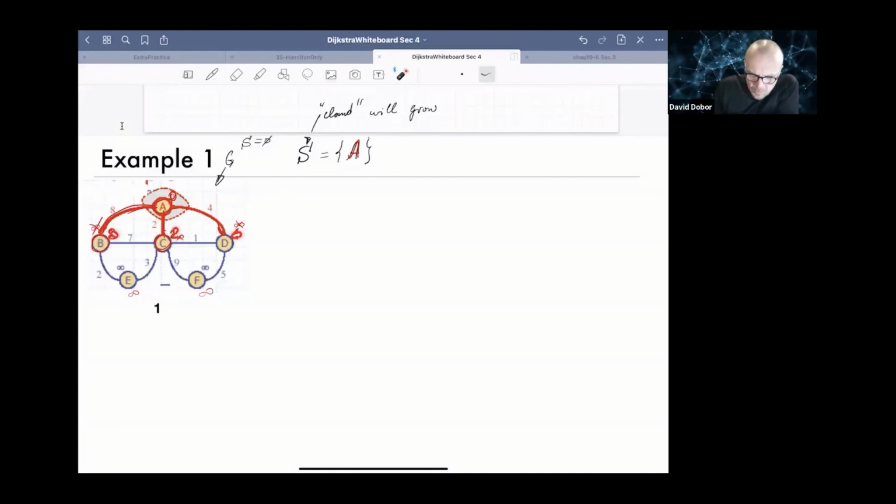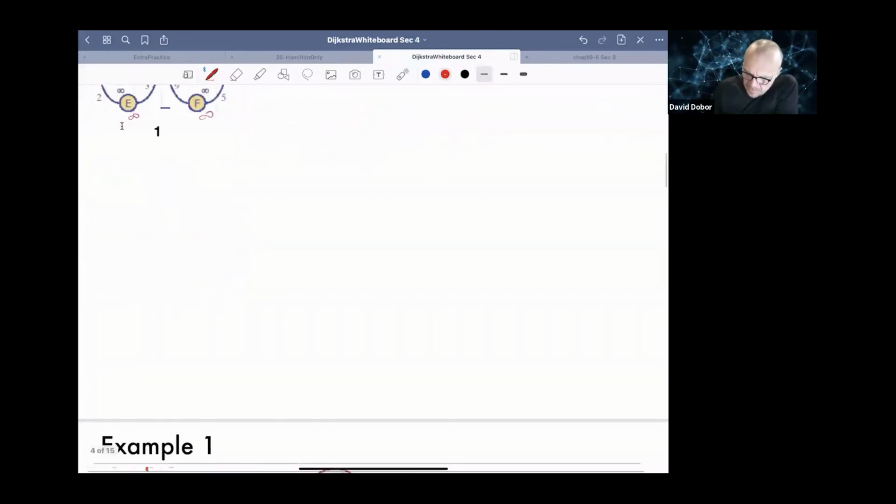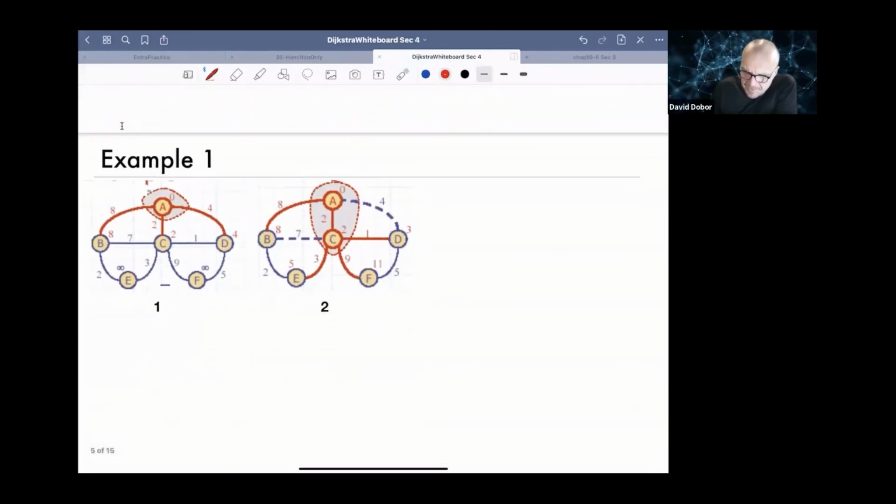So what's the smallest number of these? 8, 4, and 2, right? So 2 is the smallest of them. So I let S consume C. So I will just add that vertex C to my set S. So now S will become A and C, and it will continue growing. Okay, so let's see the next slide here. So here I've added this to S. Okay, now let's go to the next step.